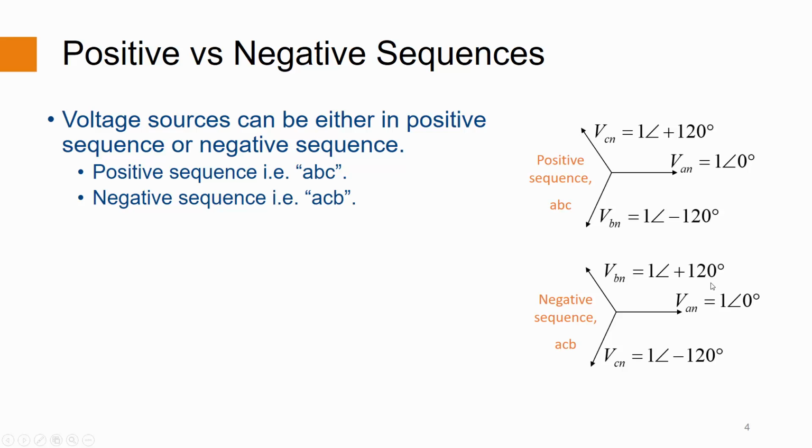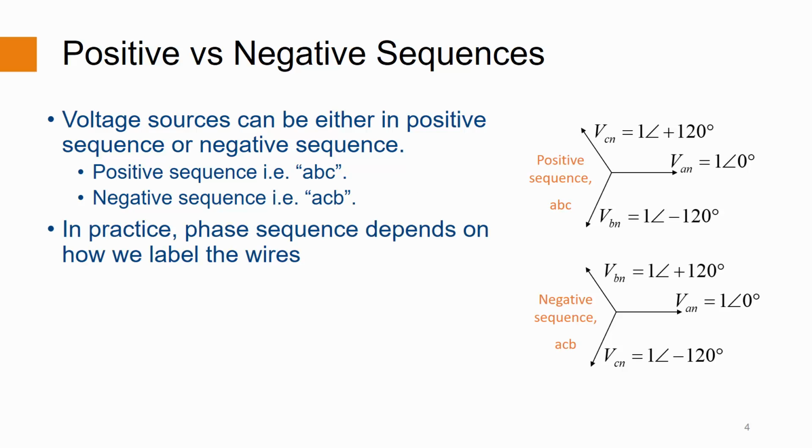We can label these sequences either positive or negative sequences. The positive sequence is called the ABC sequence while the negative sequence is called the ACB sequence. If we assume the RMS values of the waveforms to be 1 unit, we can represent the waveforms as given in the figures here. The positive and negative sequences depend only on how we label the wires. The actual waveform does not change but just the notation changes.